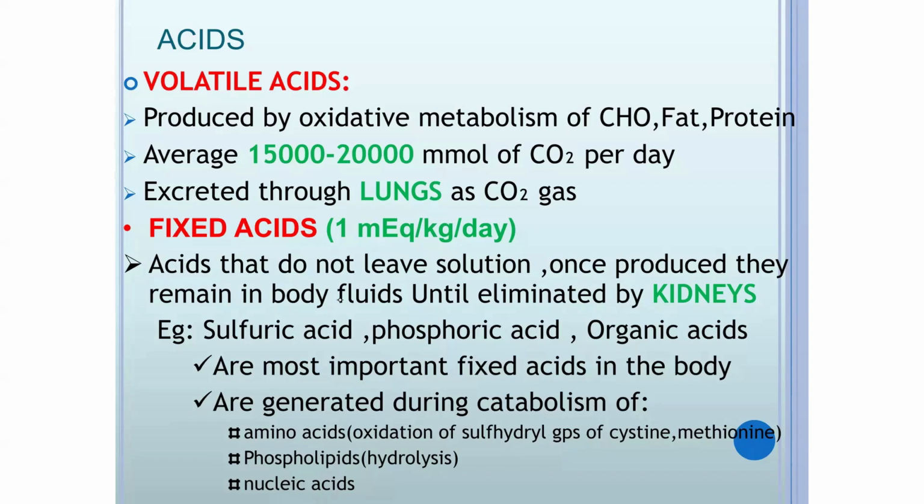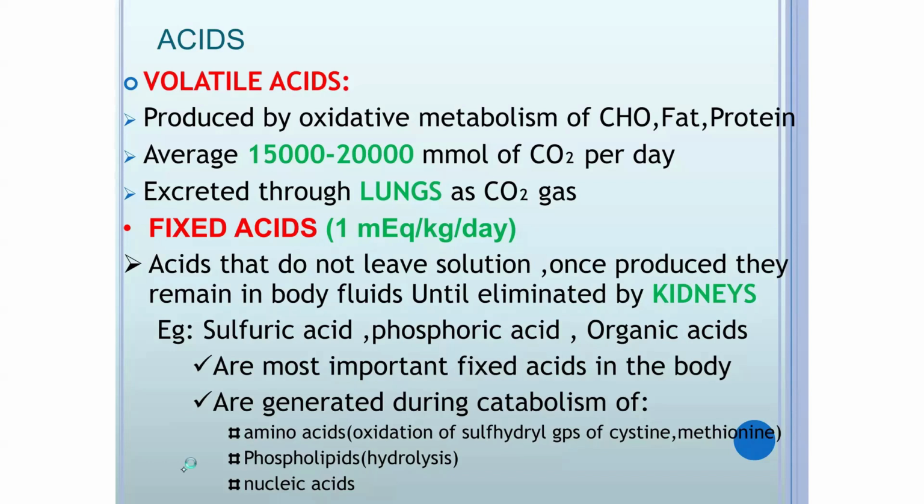And then, of course, this volatile acid is usually excreted through the lungs as carbon dioxide gas. Then we have fixed acids. Fixed acids are those acids that do not leave solution. So once produced, they remain in body fluid until eliminated by the kidneys. That is why if you see fixed acids in the blood which are not eliminated, it means there is a problem with the kidney. Examples of fixed acids are sulfuric acid, phosphoric acid, and organic acids. These are the most important fixed acids in the body.